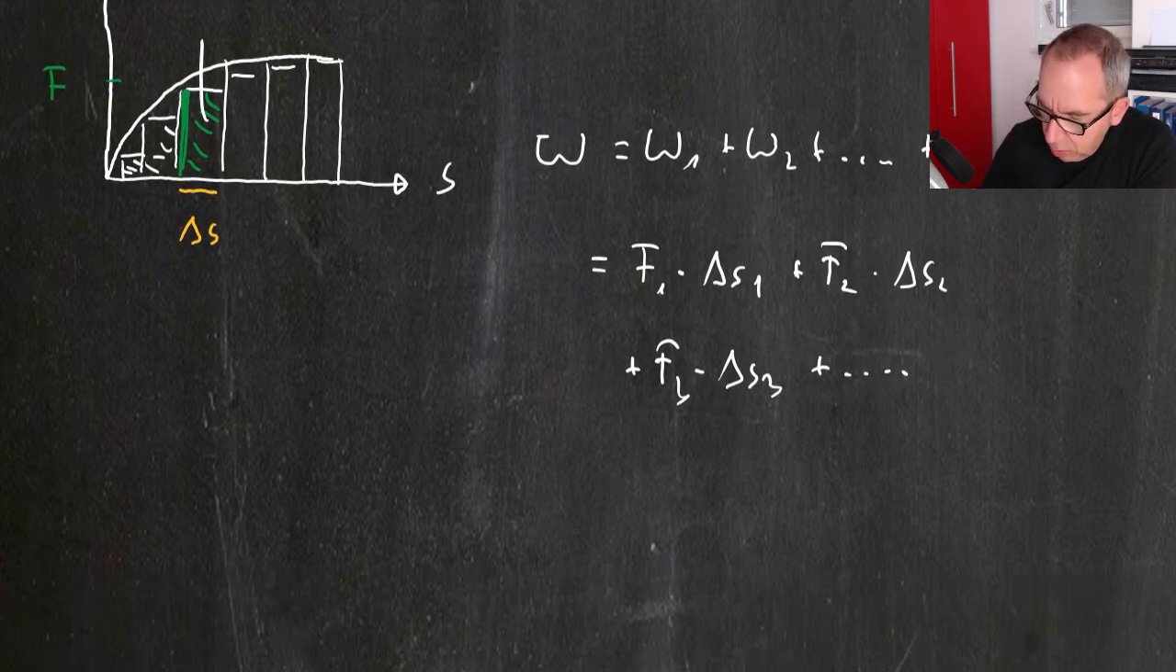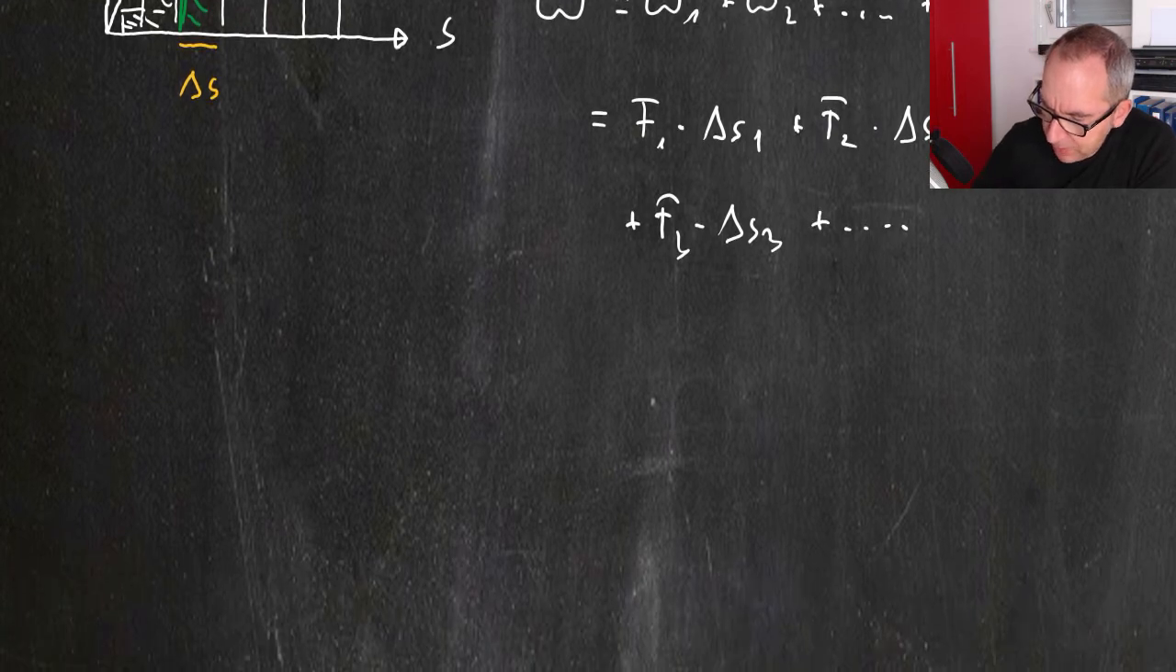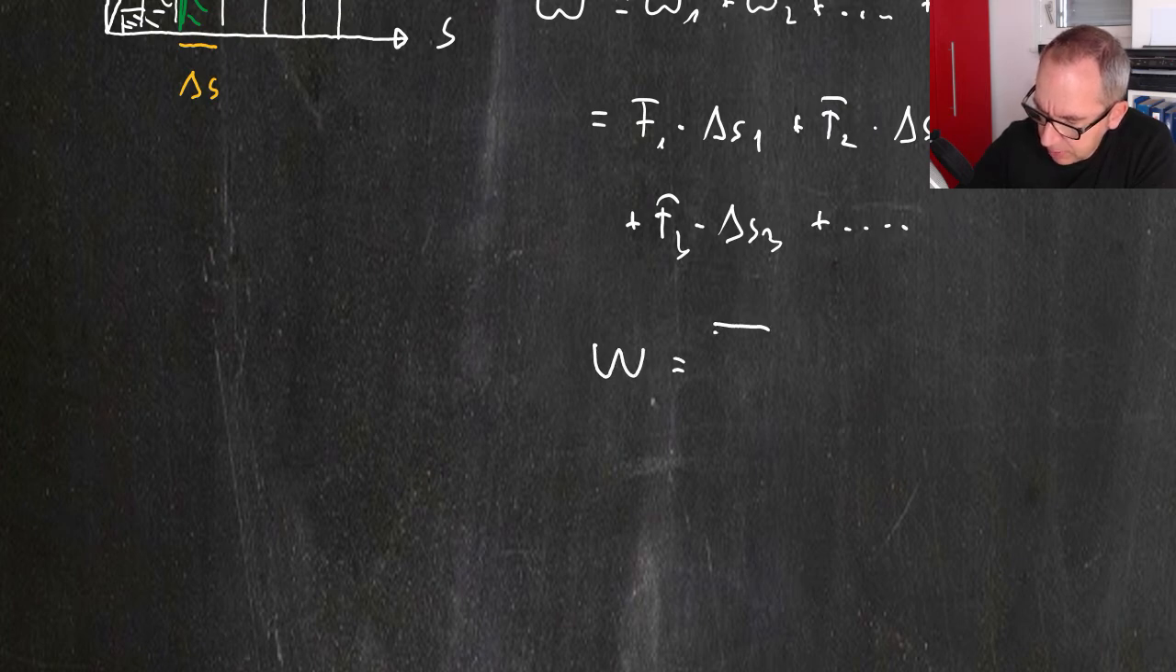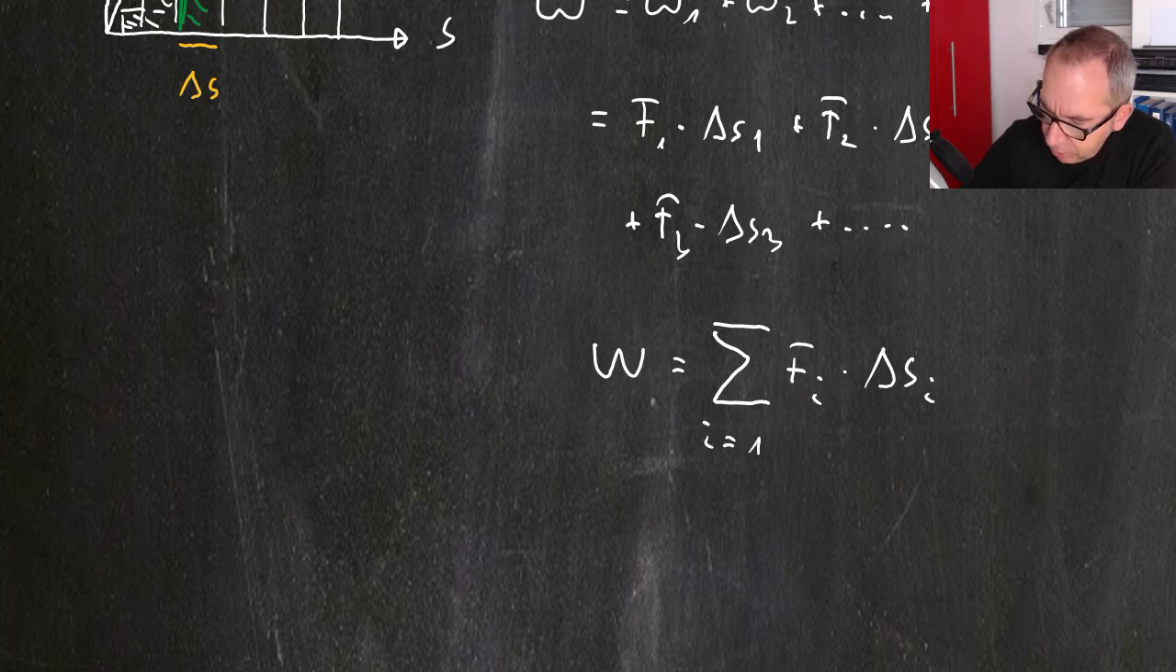Or in a little bit more mathematical way, we could say the total work is the sum. So I use here this capital sigma, and it is F with the index i times delta S with the index i, and i is running from 1 to the last one. So this is just a fancy way of writing that.